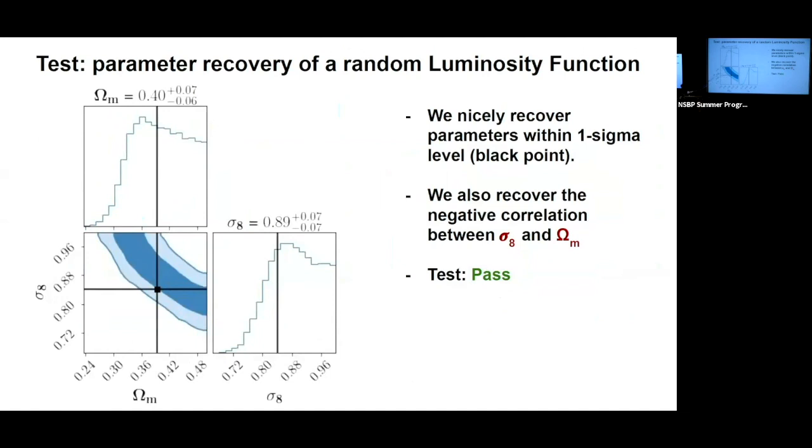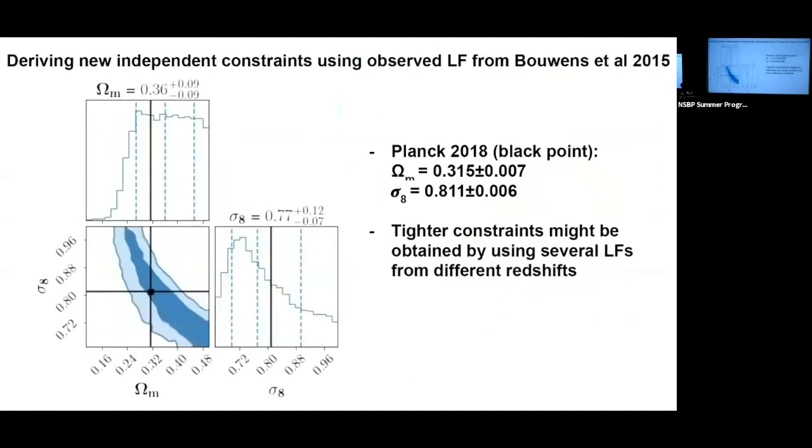So this is the true value of our function, and this is the parameter. We can see that the parameter pipeline has been working really well. So what we did after that is we derived new independent constraints based on our luminosity function, which hasn't been done before. And after that, there is the posterior distribution. We can make this tighter. I'll talk about that later, but what we did was basically we derived new independent constraints using observed luminosity functions.